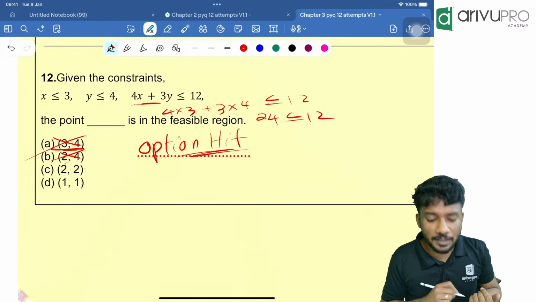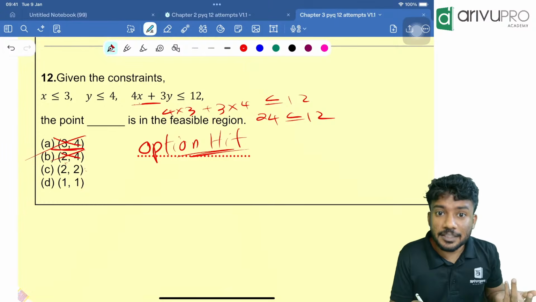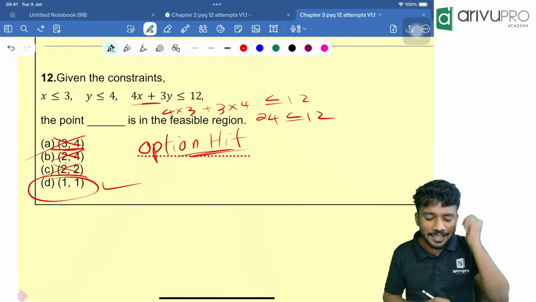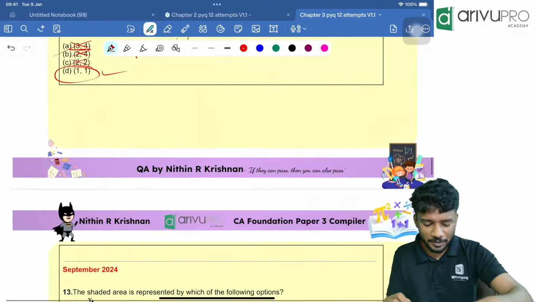Similarly, put 2 over there. 2 means 8 plus 6, that is 14. Is 14 less than 12? No. The only possible answer is option D. That means 7 less than 12. That is the only possible answer.